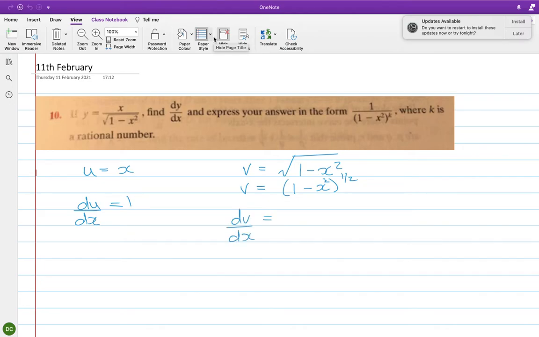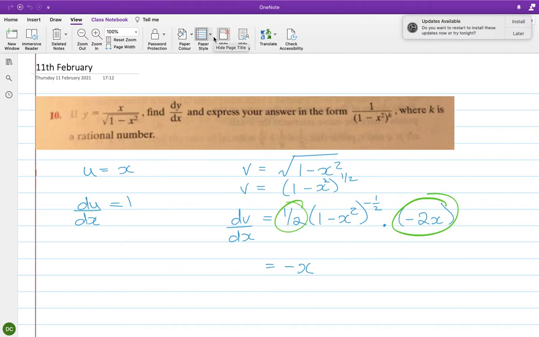be a chain rule. So bring the half to the front, write the bracket unchanged, and then reduce the power by 1, and then multiply that by the derivative of the brackets. So the derivative of the bracket, 1 goes to 0, and minus x squared becomes minus 2x. And if I multiply the minus 2x by the half, that's just going to be minus x, isn't it? Half by 2 is 1, so minus x, and then 1 minus x squared to the power of minus a half.